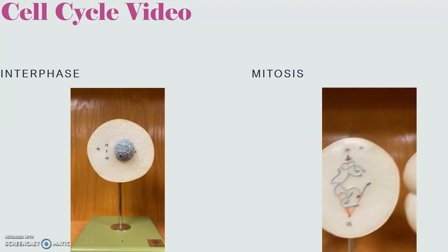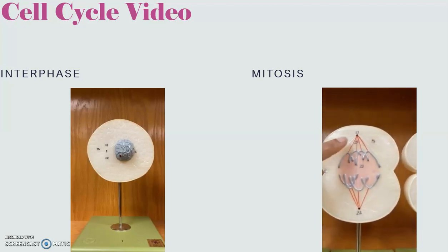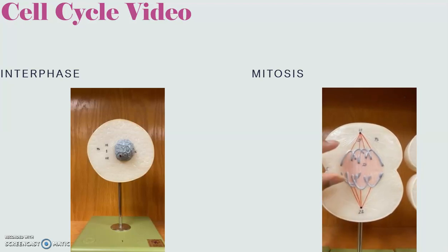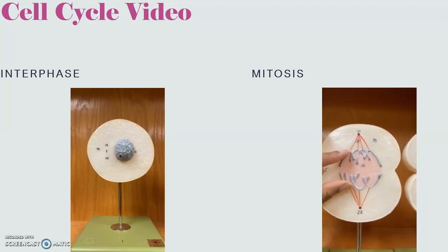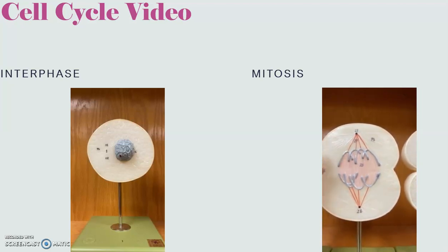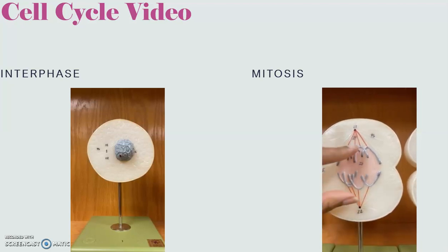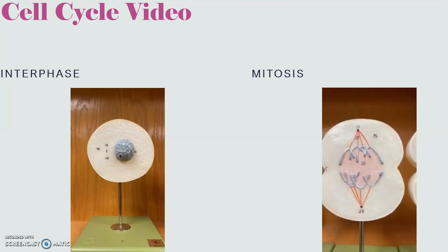And then we progress on to anaphase. You can continue to see those chromosomes, but now their sister chromatids are starting to split apart. Anaphase, split apart, AA. And they're moving to opposite poles of the cell.